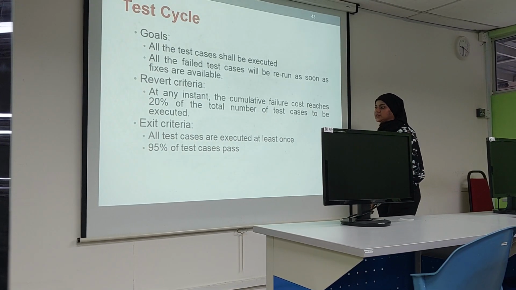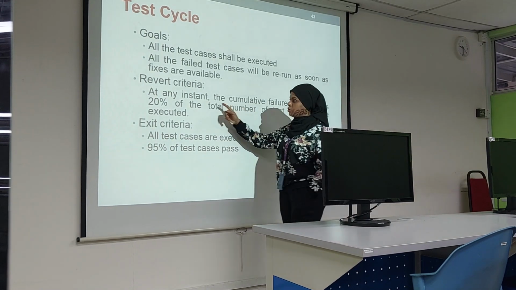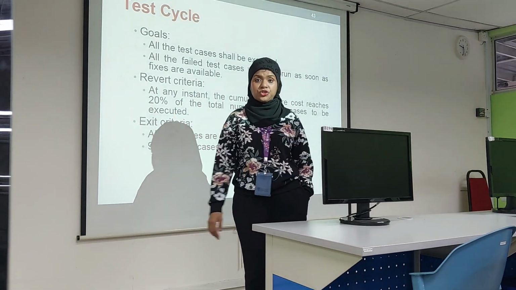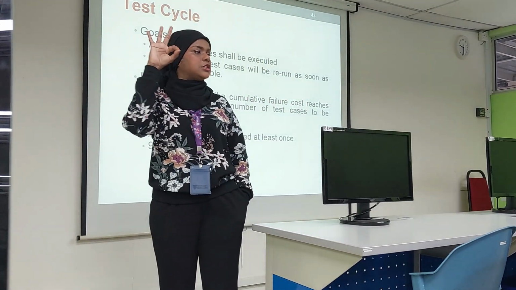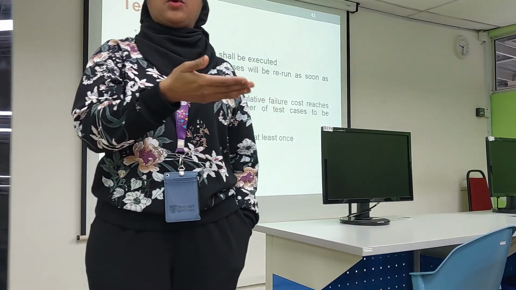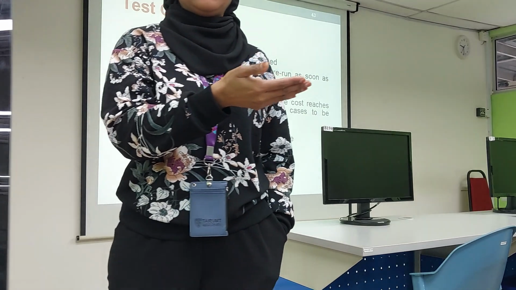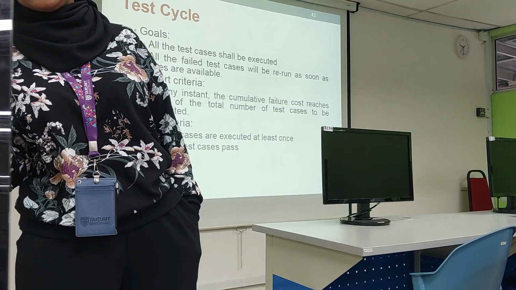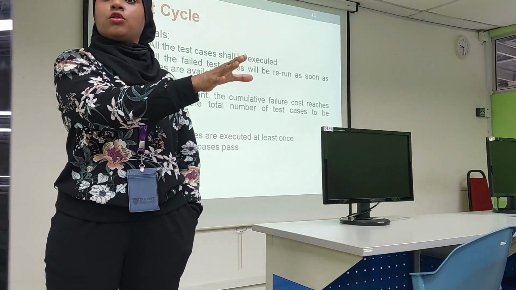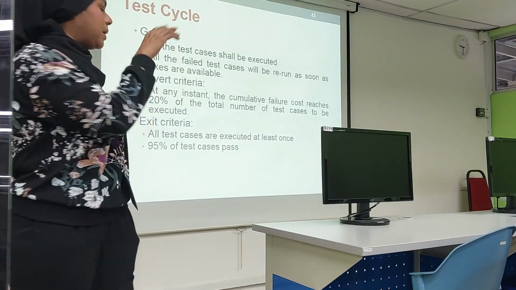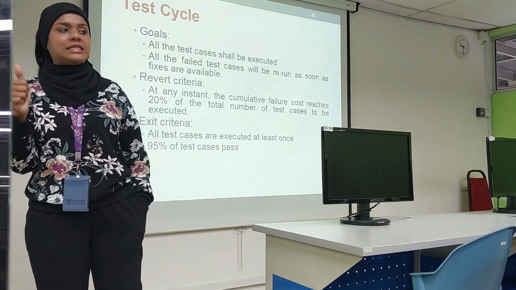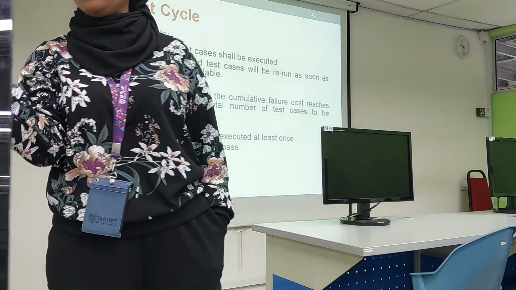So let's assume if the failure rate reaches 20% of the total number of test cases to be executed, this can be part of the continuation criteria. Remember, under the criteria we have three. One is test entry criteria, when we want to start the testing. Test continuation criteria, where we decide either to continue the test or put it on hold first. That is part of the revert criteria. Then the third one is exit criteria. It means we are done with the testing.